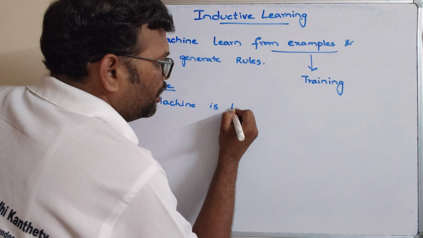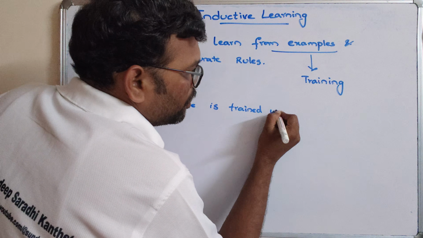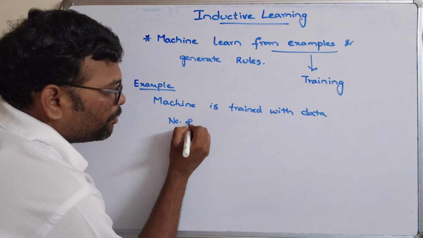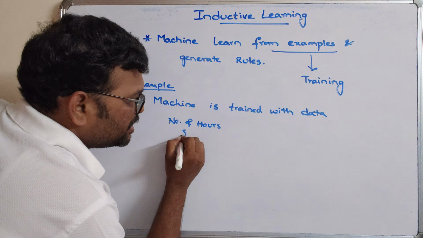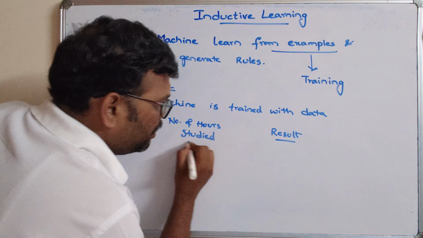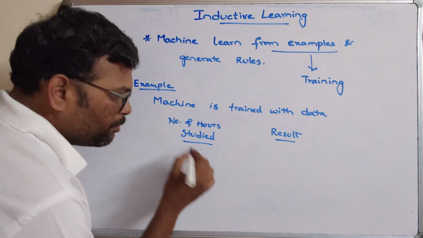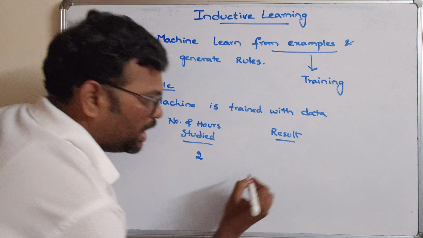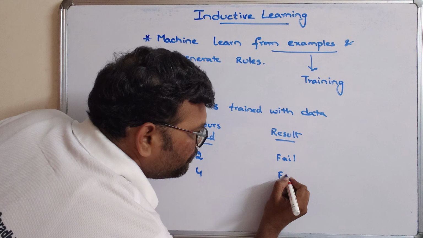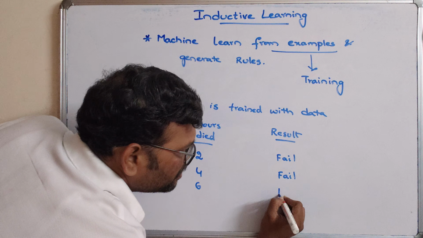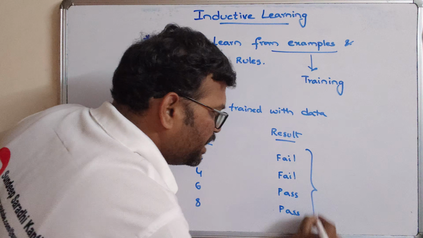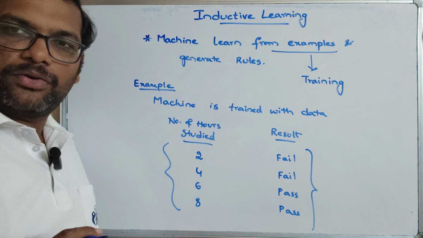The machine is trained with data: number of hours studied and result. This is a small data set which was given to the machine. If the number of hours studied by a student is 2 hours, the result is fail. If the number of hours is 4, it is a fail. If the number of hours is 6, it is pass. And if it is 8, it is pass. This is the data which was trained to the machine.